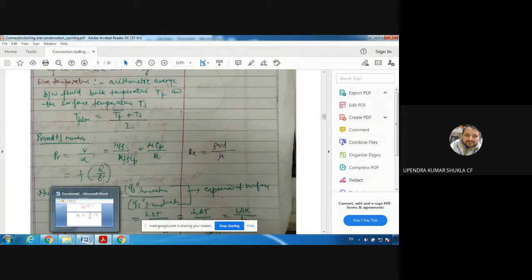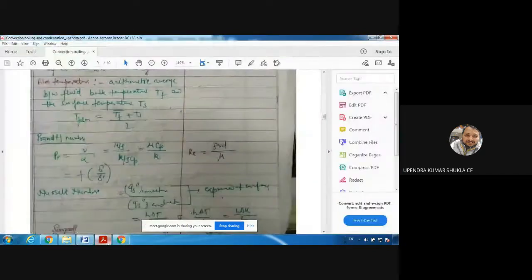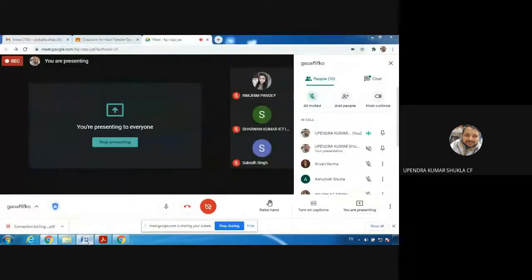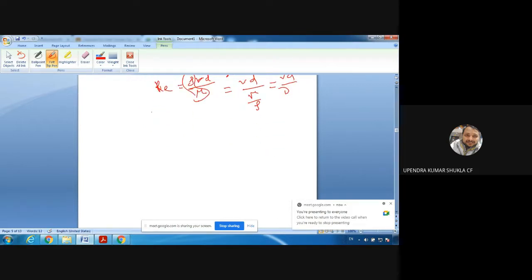What do you know about the Reynolds number? Reynolds number is rho V d by mu, that is, rho times velocity times characteristic diameter divided by mu. Now mu by rho is nu, so you can write it as V d by nu. So this is the Reynolds number. So we have the Prandtl number and the Reynolds number.